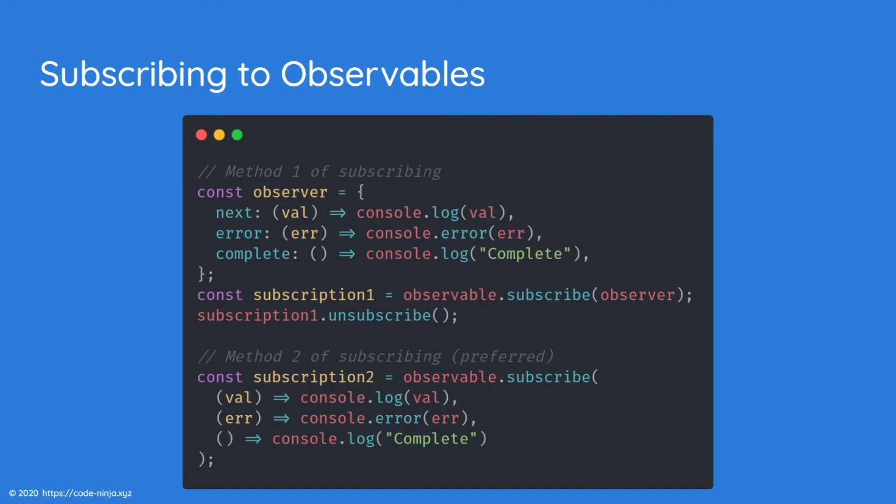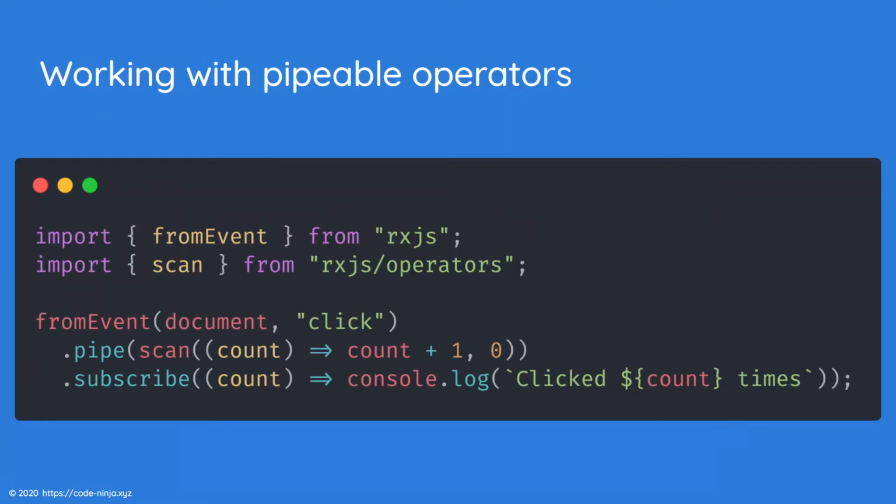This is usually the preferred way to subscribe to an observable. Operators are the bread and butter of the reactive paradigm. We have already seen some creation operators like of and from, which help with the creation of observables. From event is another such creation operator which helps with creating observables from events. For example, the click event.